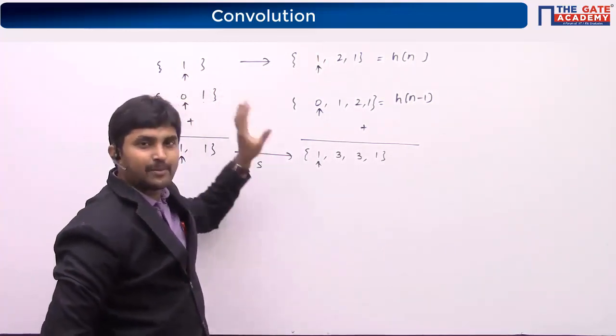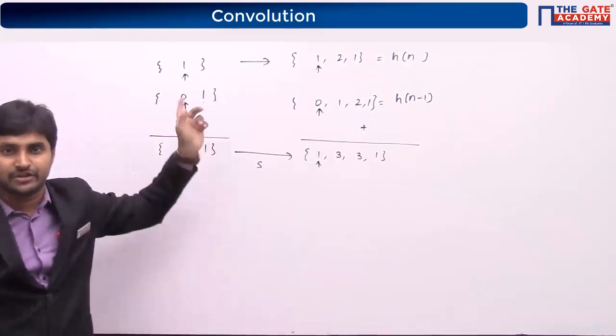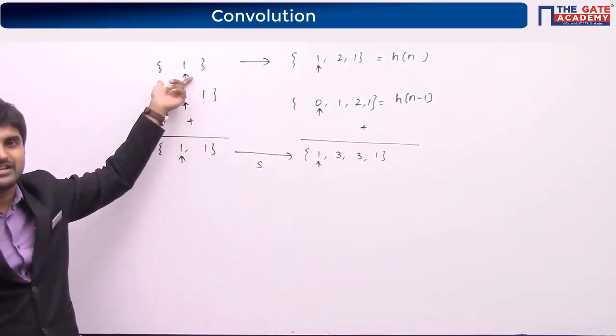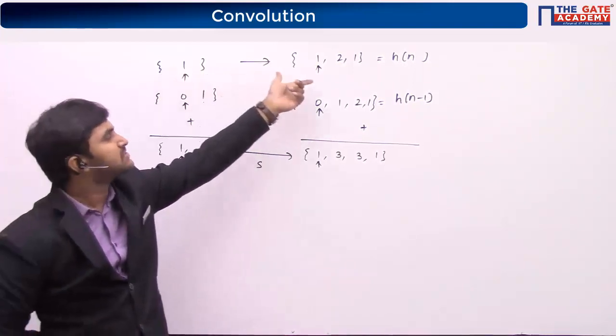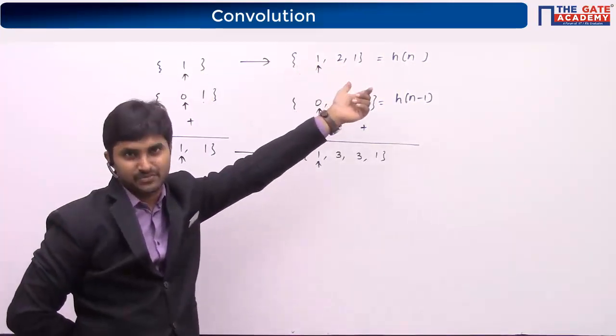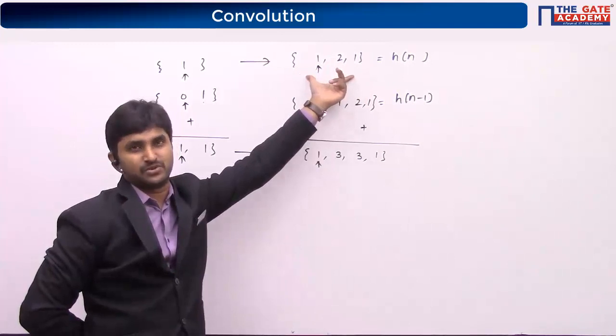It means that if you are applying an impulse at the instant of n equal to 0, this is what we call as a unit impulse. And the response of the system that we got is something like this. This is what we call as an impulse response.